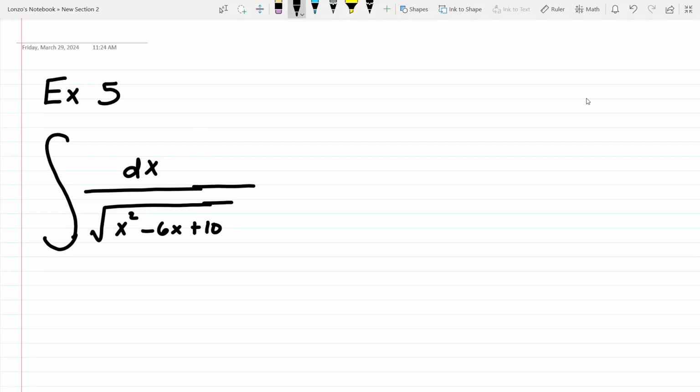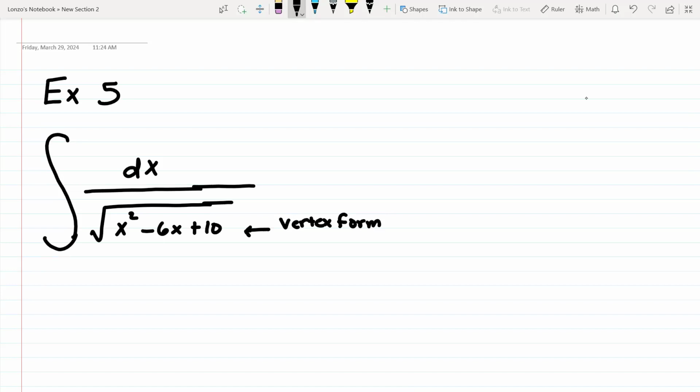So what makes this problem a little bit different from the other ones is we have to complete the square, right? Because what we have is x squared minus 6x plus 10. We kind of have to make it look like one of our identities, so that's why we have to complete the square. When I say completing the square, you basically have to put it in vertex form. That's what they really want you to do. Put this into vertex form.